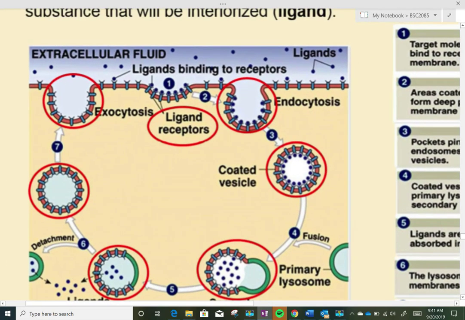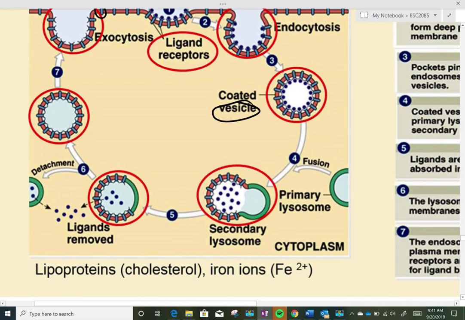So you can see here that it's binding to the receptors, right? These are the receptors. And as it binds to the receptors, it's going to invaginate the cell membrane to a point that you have a vesicle now inside. The vesicle then is going to fuse to your lysosomes, right? And your lysosomes are going to break down the food particles.